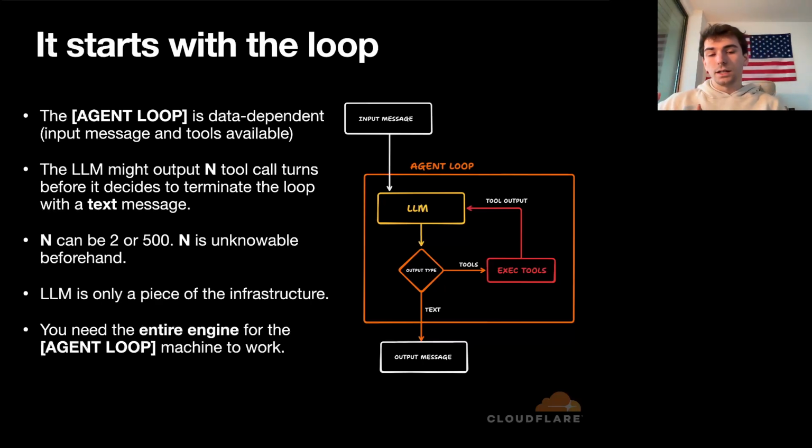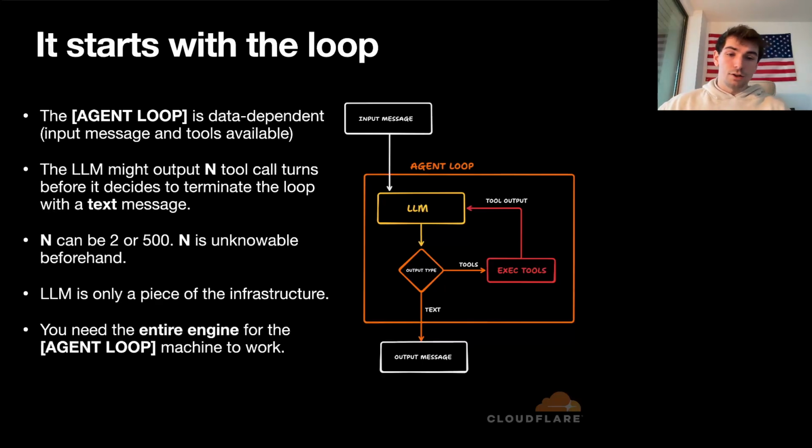It can either decide to call some of those tools, and in that case, what you're going to do is execute those tools, get the output, and feed it back to the LLM, and iterate again. And you'll do that until the output is not a tool. Instead, it's text. The LLM has decided that it's done everything that it needed to do, and is just giving you the final output.